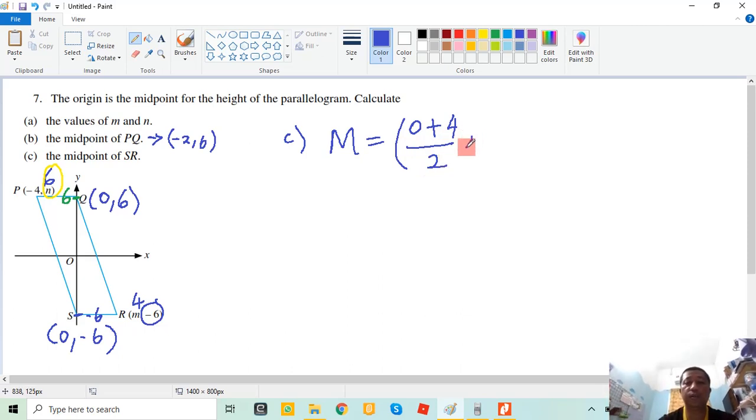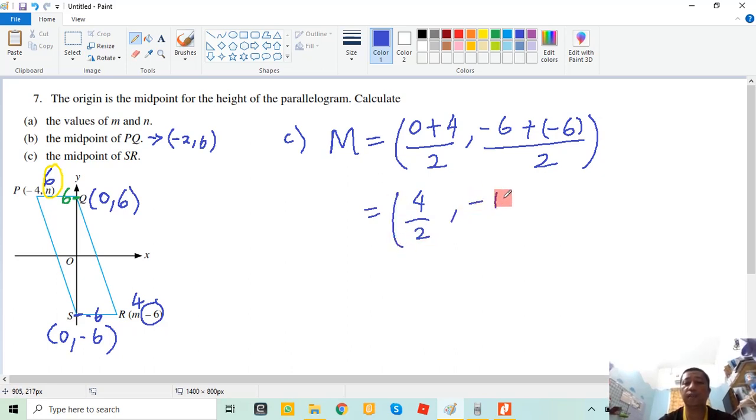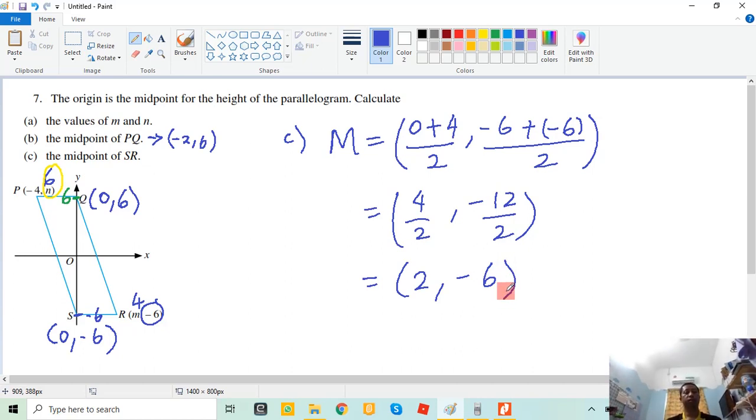And then we go to y. y1 plus y2. y1 is negative 6 from point S, negative 6, plus y2 from point R, also negative 6. Divide by 2. So 0 plus 4 is 4. Negative 6 plus negative 6 is negative 12. And the answer is 2, negative 6. This is the answer, 2, negative 6.